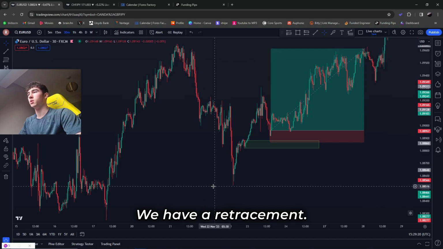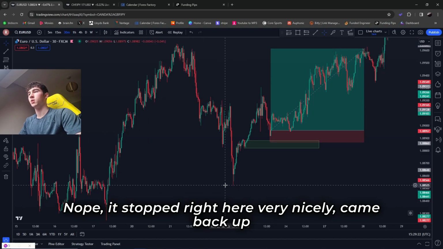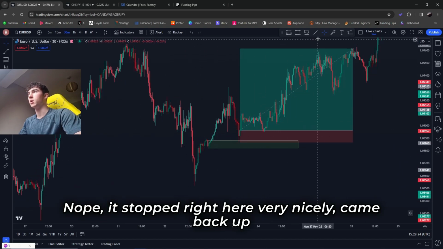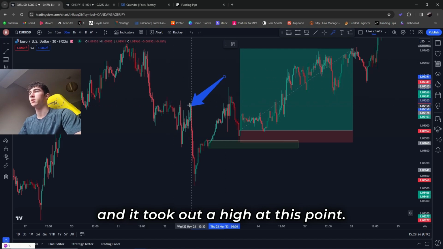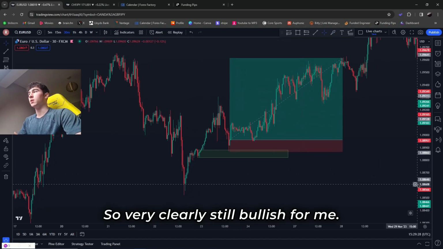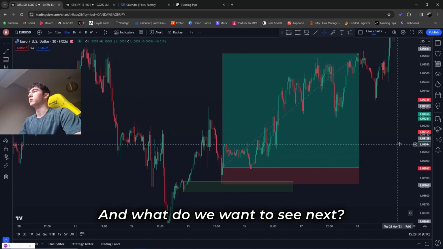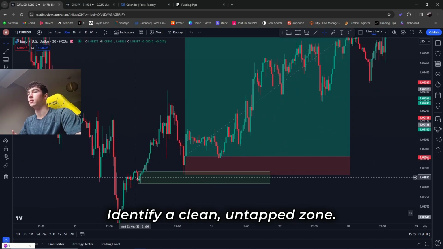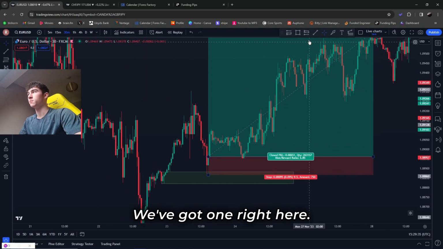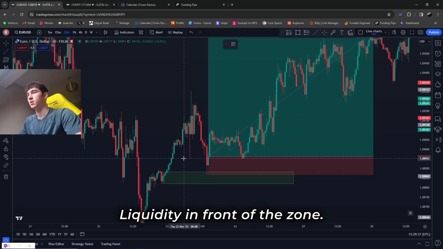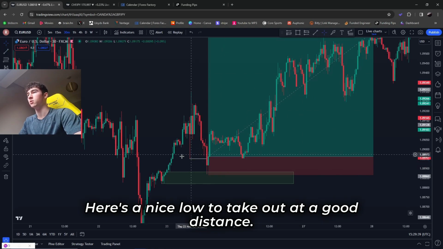We have a retracement. Did it take out lows? Nope. It stopped right here very nicely. Came back up and it took out a high at this point. So very clearly still bullish for me. And what do we want to see next? Identify a clean untapped zone. We've got one right here. Liquidity in front of the zone. Here's a nice low to take out at a good distance.